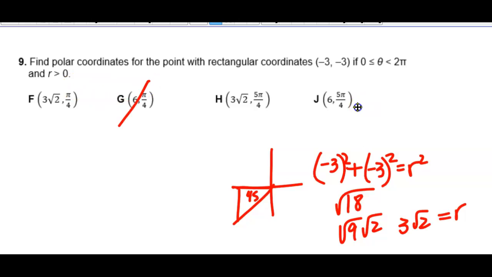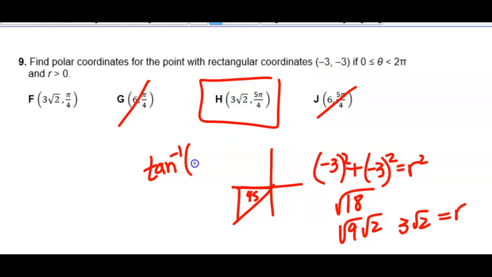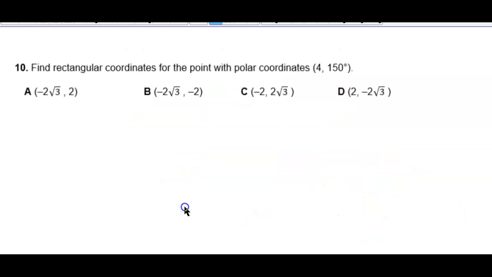So that gets rid of this and this. And if you're in this quadrant, guys, it can't be pi over 4, okay? It's 5 pi over 4. If you did inverse tangent of negative 3 over negative 3, you would get the wrong answer, actually. You would get pi over 4, because you have to realize that the quadrant needs you to add pi because it's going to tell you over here. Anyway, I'm not going to ask you that.